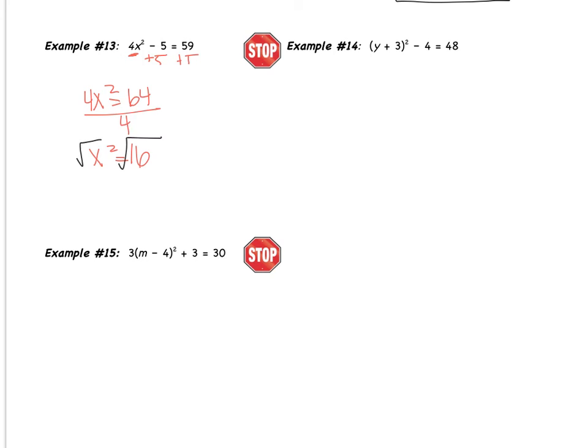Now I take the square root. So the square root and the squared cancel, and I get x equals. On the right side, the square root of 16 is 4. Now don't forget step 3, which is the plus or minus. And then we need to solve for the variable, which we've already done. X is alone, so my 2 answers are x equals positive 4 and x equals negative 4.